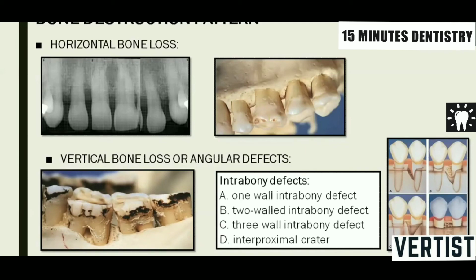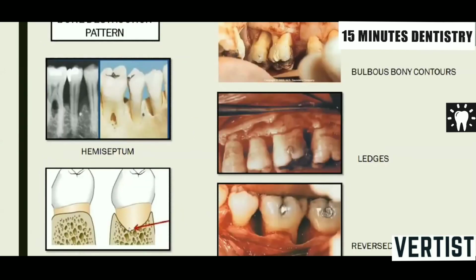Now, the interproximal crater. Here you can see the osseous crater is a concavity present between the buccal and lingual cortical plate in the interproximal area. Here you can see the normal crest of the bone. Here you can see the osseous crater which has formed, bounded by the facial and lingual walls. This is what I was talking about, the hemiseptum. This is one wall of the septum which is present.